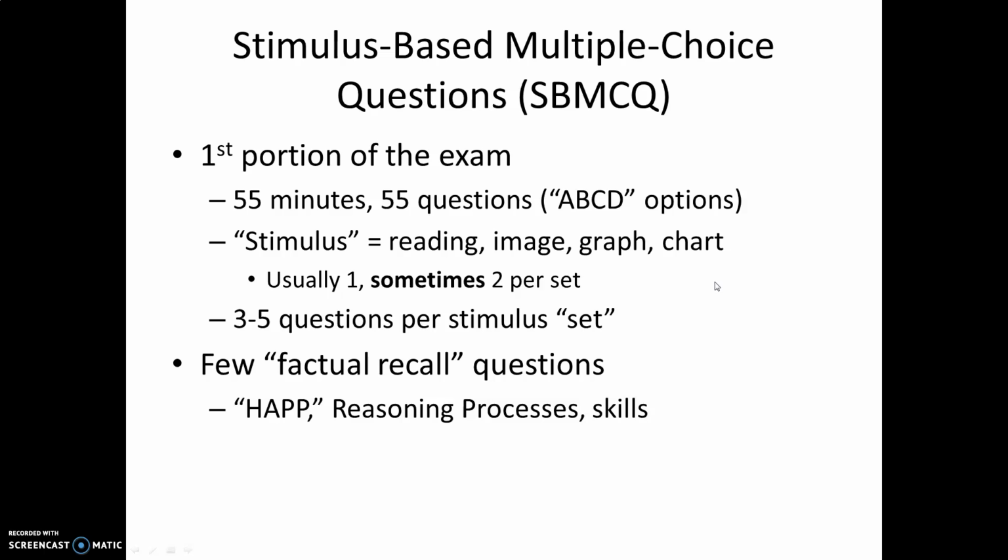The days of just straight recall don't really exist anymore when it comes to these type of multiple choice questions. It's more skill-based, so you might have to use HAP for questions: historical situation, audience, purpose, point of view. Or you might have to apply a reasoning process like causation or continuity and change or comparison, or use one of the historical thinking skills like contextualization or maybe making connections. Always HAP the stimuli.